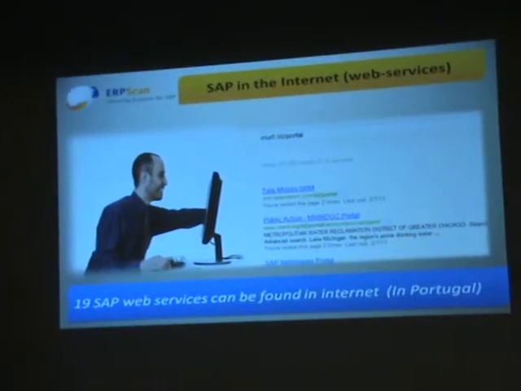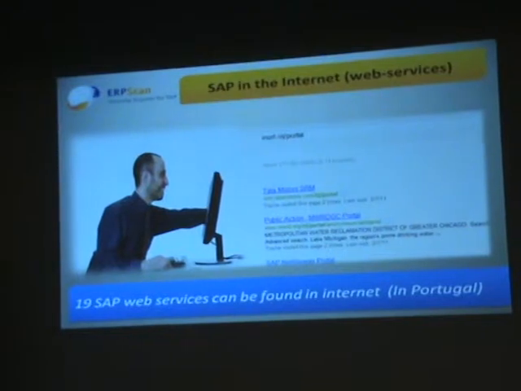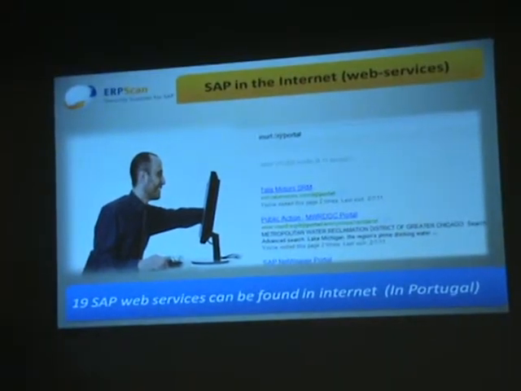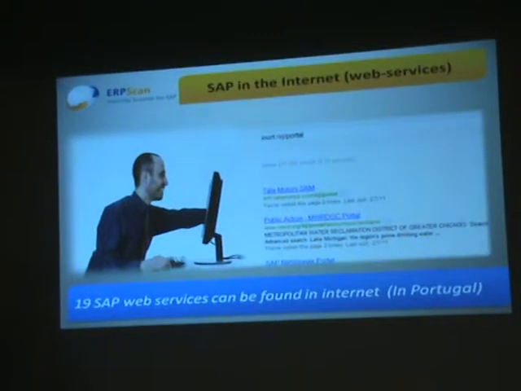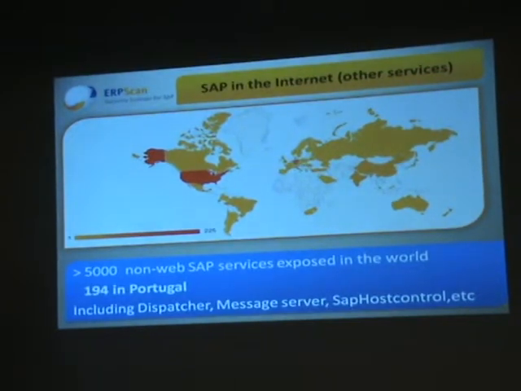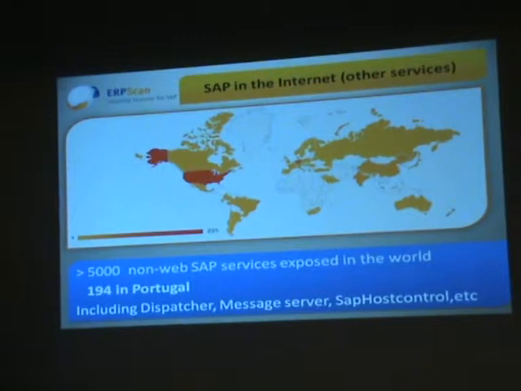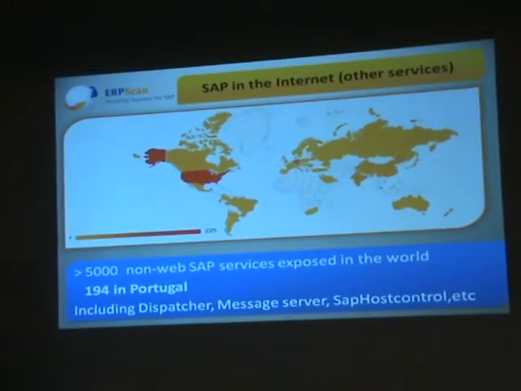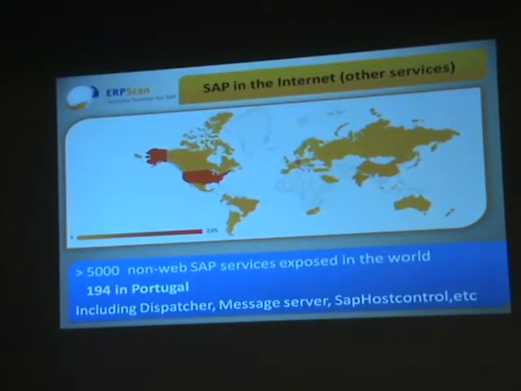If you use Shodan, 19 SAP web services can be found in Portugal. It's not very much, but of course the web services must be accessible from the internet, because it's a portal service. But the problem is that not only the web services are exposed, but also different SAP services like the dispatcher or message server, etc. By our results, there are about 194 different services which are exposed to the internet but should not be.